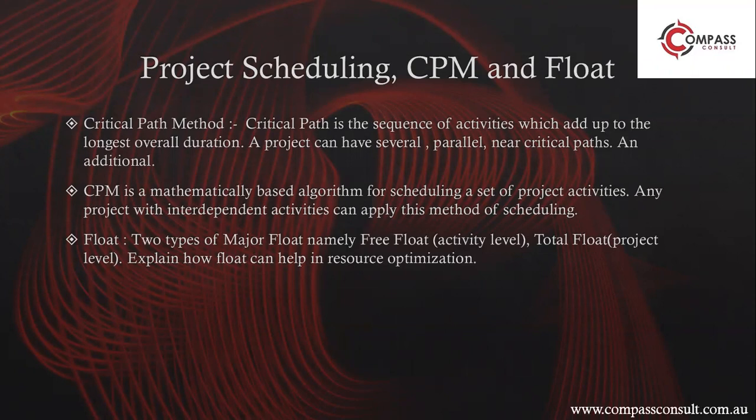So guys, the whole purpose of making a program is to understand the critical path. And let's understand in depth what the critical path really is. Critical path is a sequence of activities which adds up to the longest overall duration. A project can have several parallel near critical paths, right? So basically you can have 6 or 7 or 8 or 10 critical paths, it doesn't matter, depending on the size and the type of the project. And everybody is interested in monitoring the critical path.